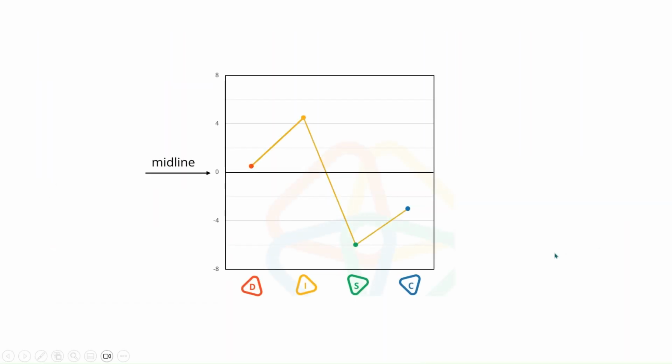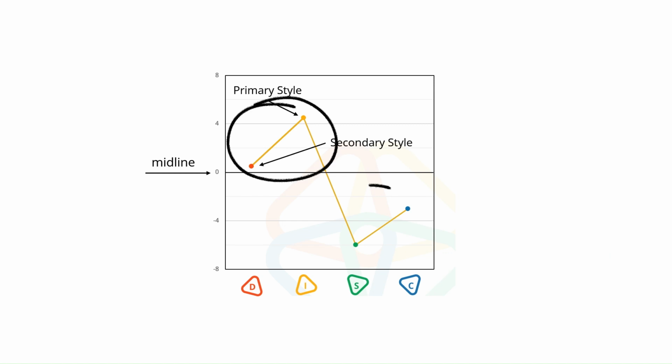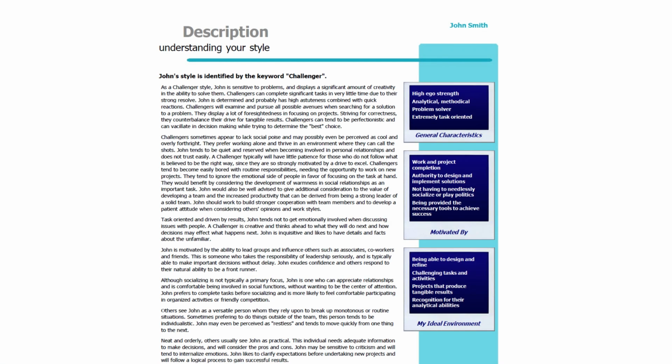The highest dot above the midline is considered the primary style. The next highest is called the secondary style. If there was a third dot above the midline, it would be considered the tertiary style. It's most common for people to have two styles above the midline and two below. In this sample report on page 4, John is categorized as a DC style using the keyword of challenger. This category reflects his unique combination of characteristics and traits.